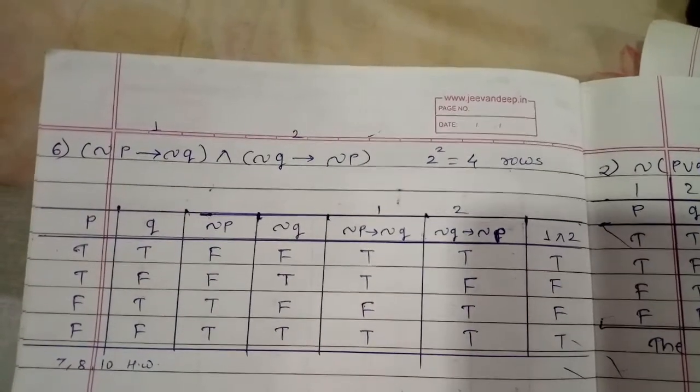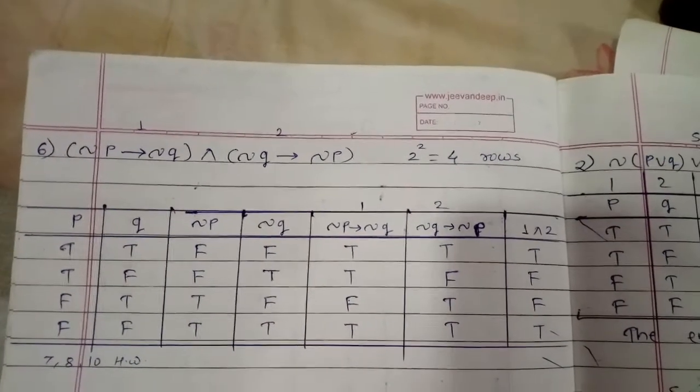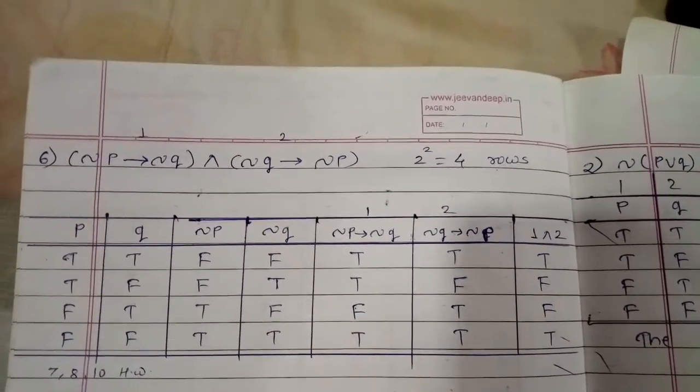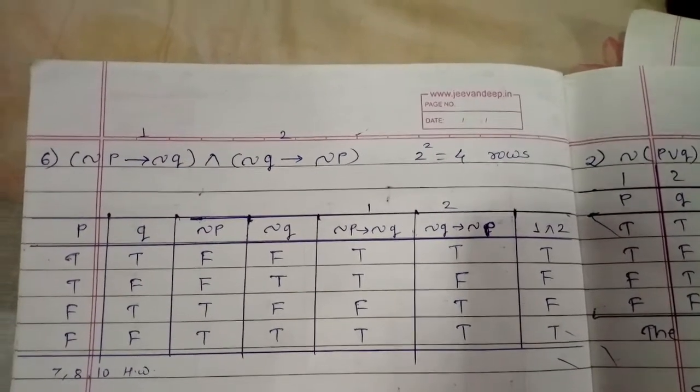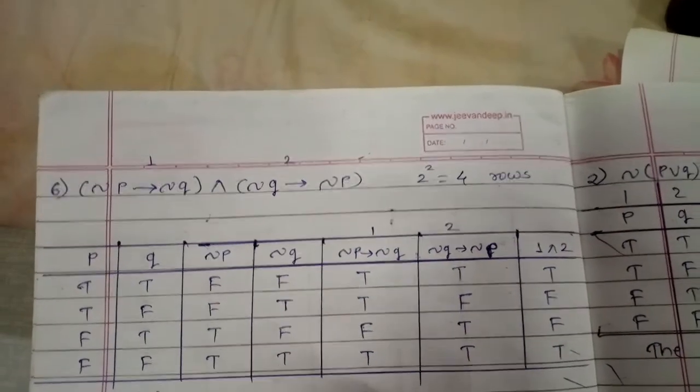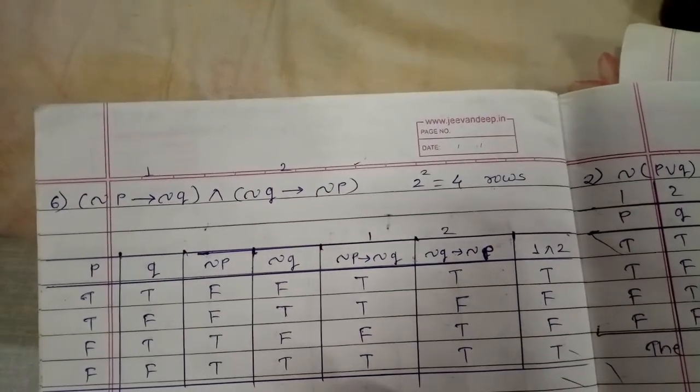Similarly we have to solve the remaining examples, that is example number 7, 8 and 10, for your homework. The 9th example is the same as the 4th example. So this is all about question number 1 of this exercise.